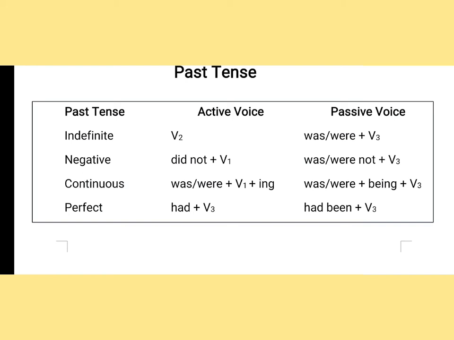The next is continuous. Continuous is very easy, because if you have a sentence with was verb plus V1 plus ing, then definitely, when we have to make a passive voice, we will use was verb plus being plus V3. Meaning, whatever we were writing as V1 plus ing, now we add one word, being. So it's very easy, seeing the ing you will remember that we have to use being. So being plus V3. So how do you make a sentence?